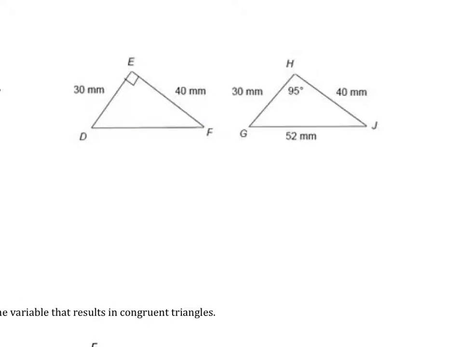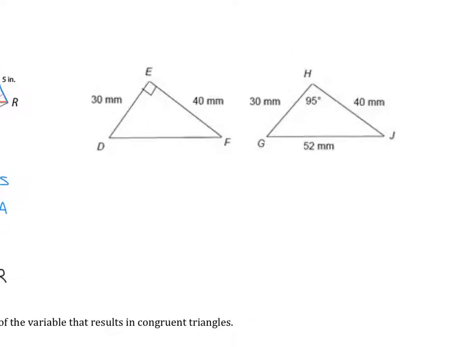Okay, let's look over at this example. So here we have two triangles. This one we're given 2 lengths and an angle. Here we're given 3 lengths and an angle. So I don't have enough information to use side, side, side because I'm missing this side. So I cannot use side, side, side.